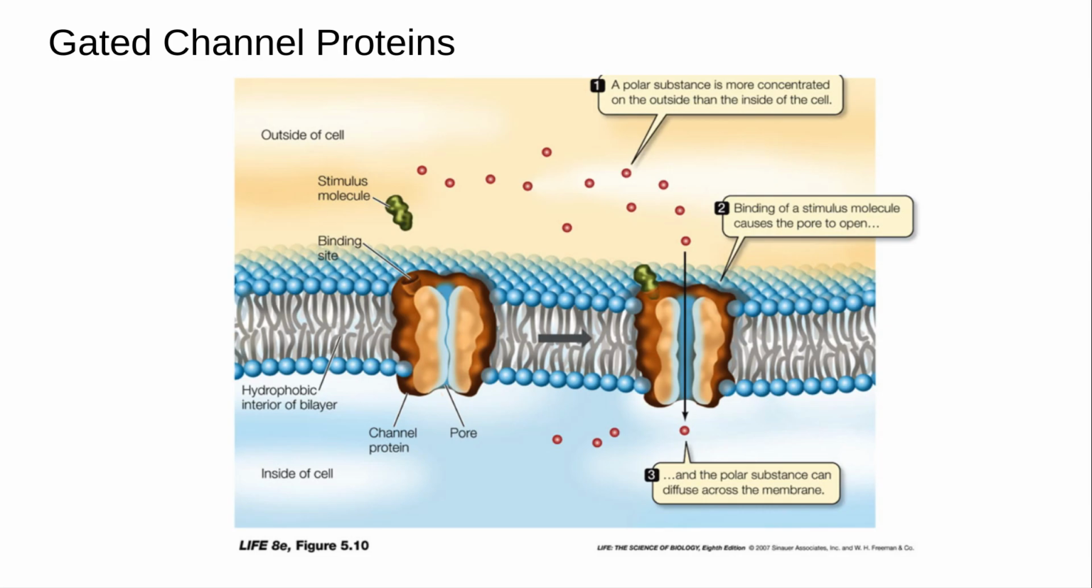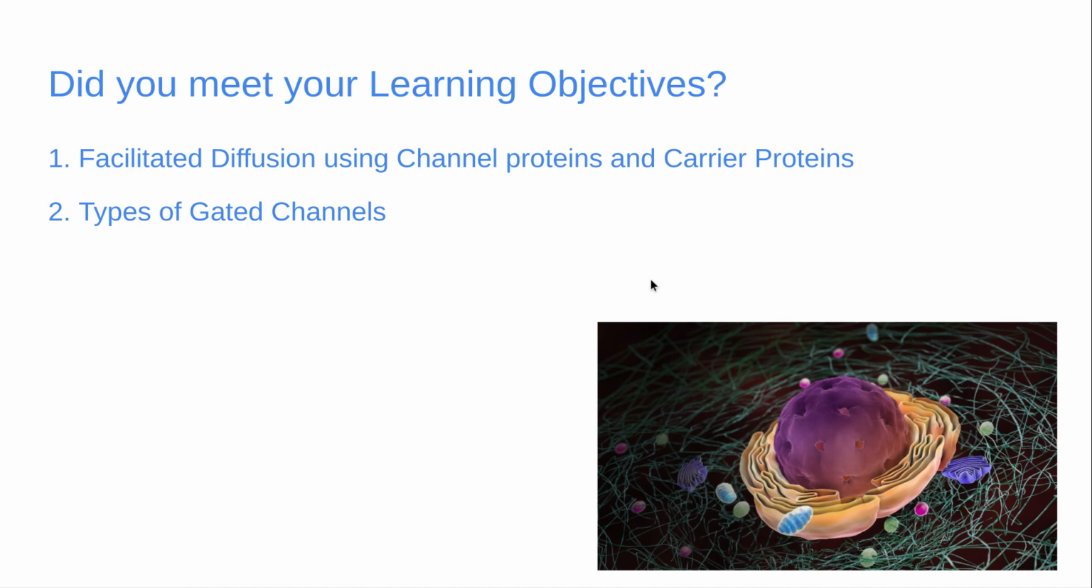Just a closer view of how a closed channel opens up because of the binding of a ligand. So that is it. This is really simple, a very short chapter, and hopefully by now you're able to differentiate between simple diffusion and facilitated diffusion.